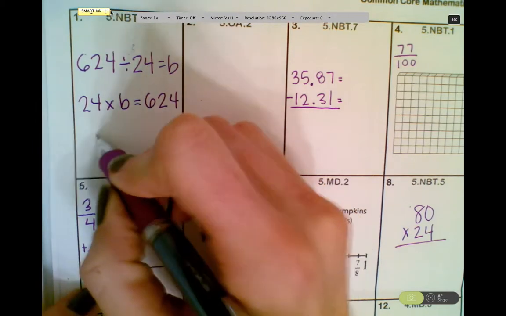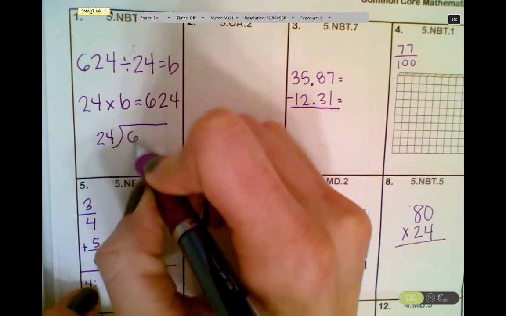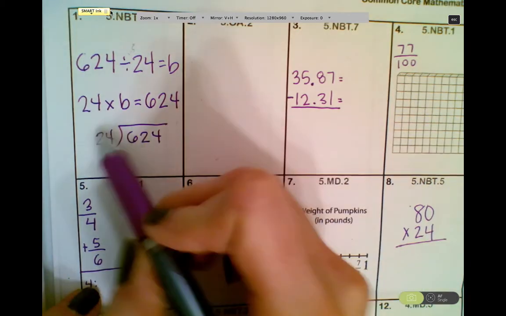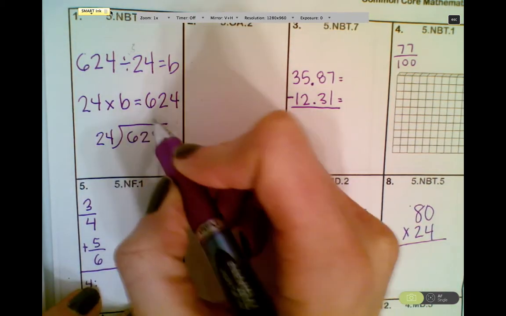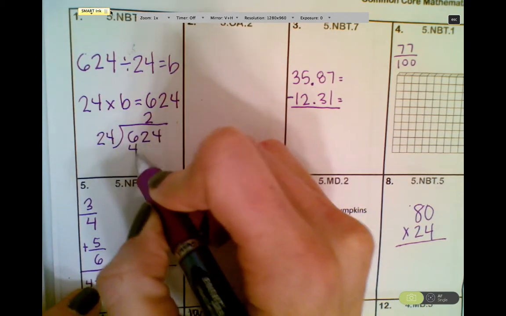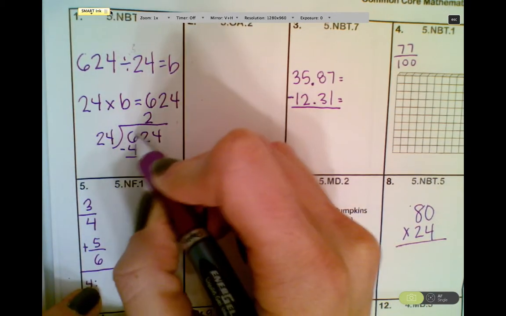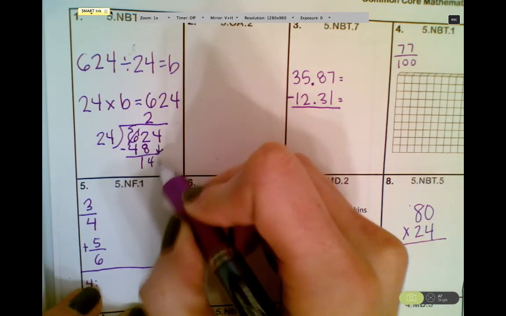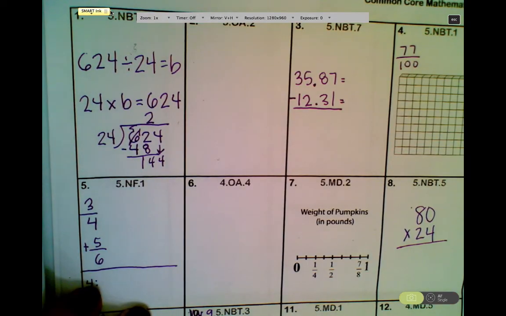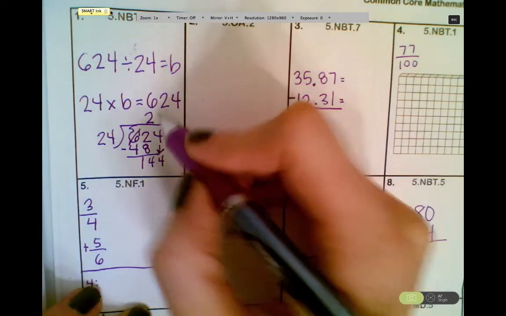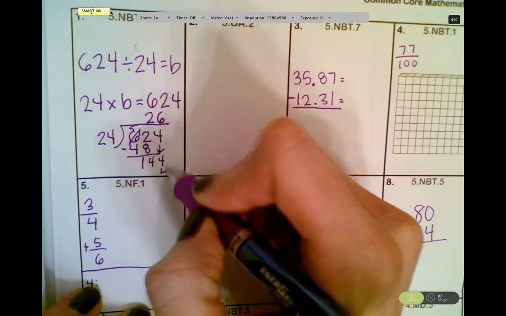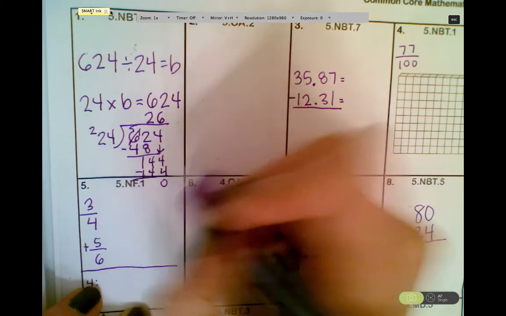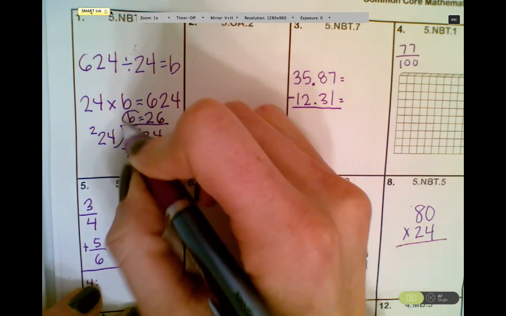Now I'll solve it. 624 divided by 24. I know 24 goes into 62 two times, and 2 times 24 is 48. When I subtract, I get 14, and I'll bring down my 4 to make 144. 24 goes into 144 6 times, and 6 times 24 is 144. So B equals 26.